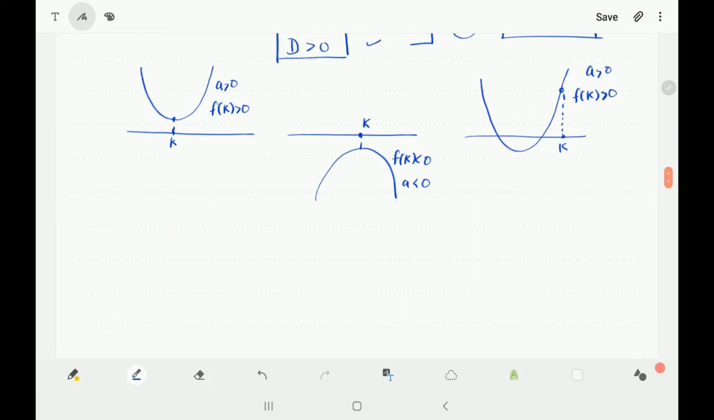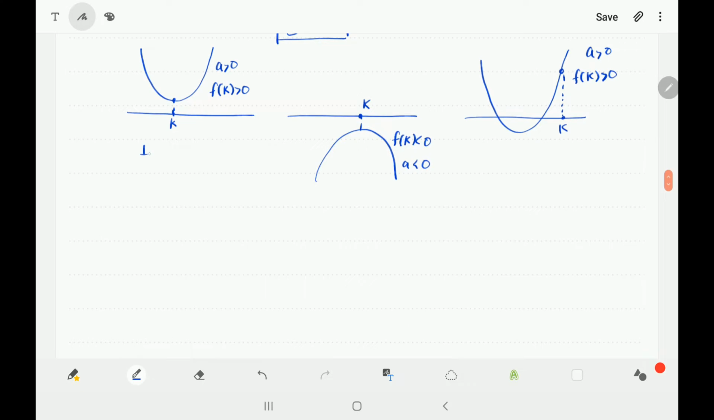Now let's see these three diagrams. In the first diagram, there are no real roots. Obviously, this is not a possible case for us, but still, if we see, in this case a is positive and let's say k is at this point, then f of k is also positive, then a into f of k will be greater than 0 because both a and f of k are positive. In the second case, because the parabola is downward and below the x-axis, f of k will be negative and a will be negative. In this case also, if you multiply a into f of k, it will be positive.